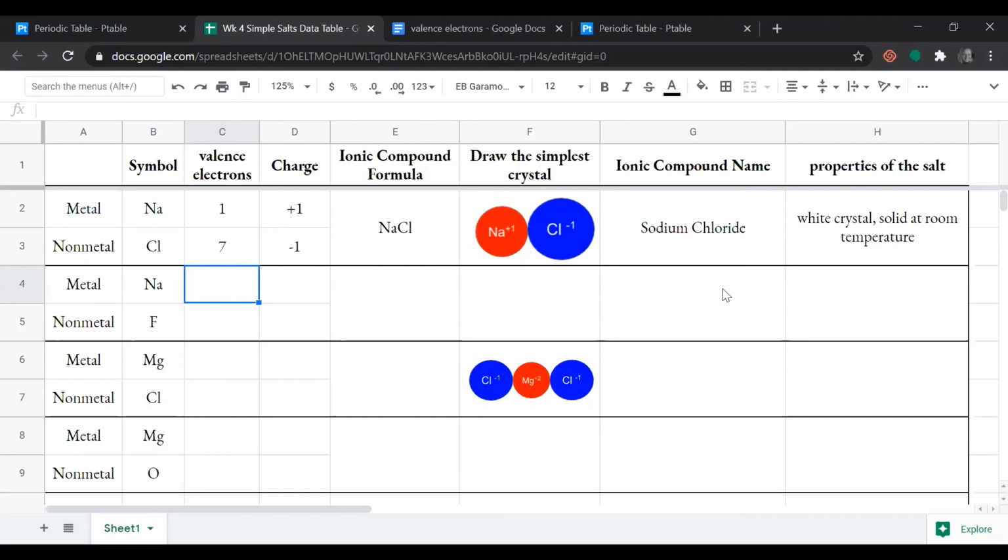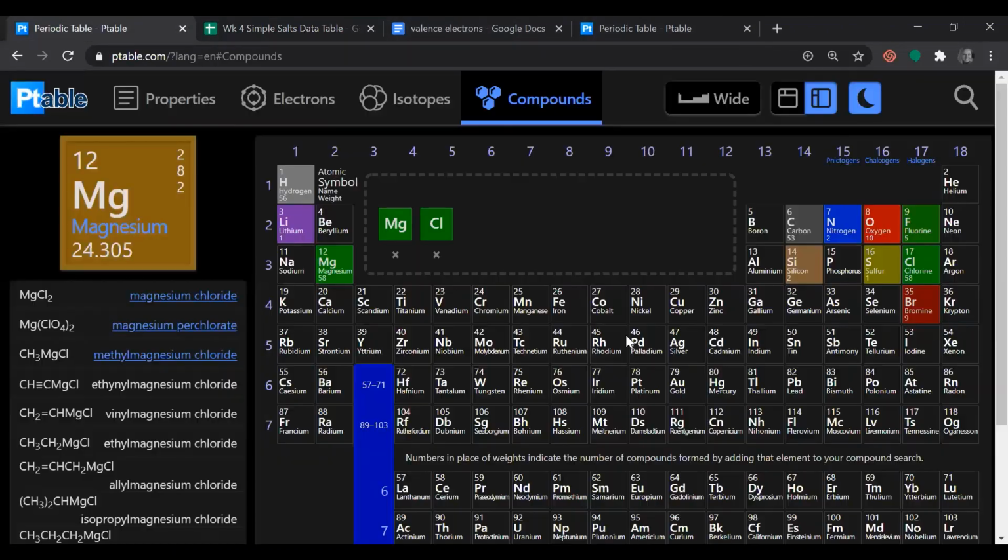Then look at the Wikipedia page and see what it looks like. Is it a liquid, a solid, or a gas? What color is it? Is it crystalline? Is it a metal? All those things. You're going to look at the properties of the salt over there. So the first thing to do is fill in the data table by dragging those elements in and seeing what their formula is, and then also what their name is. Okay.